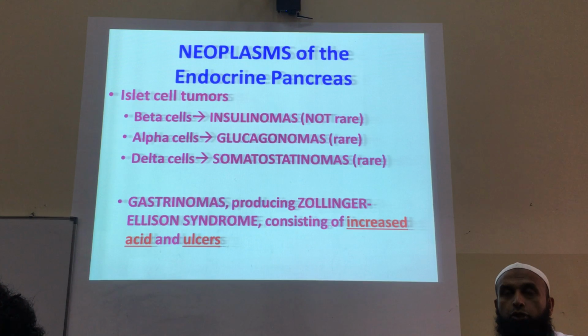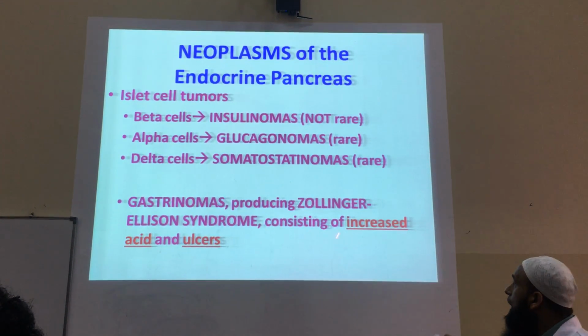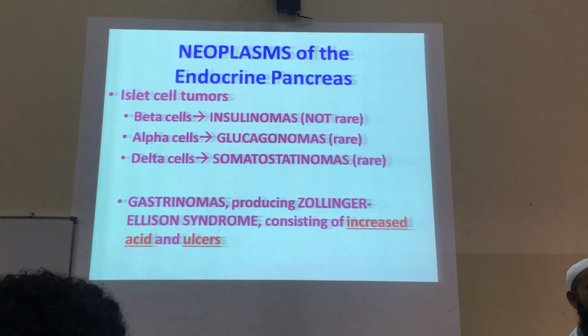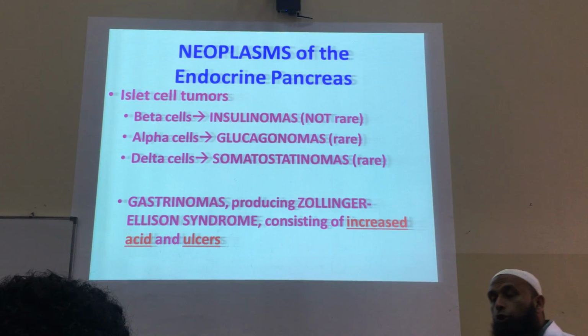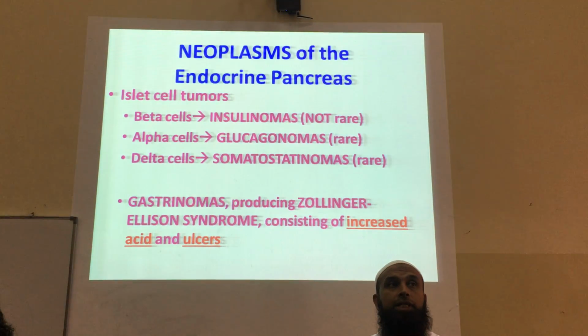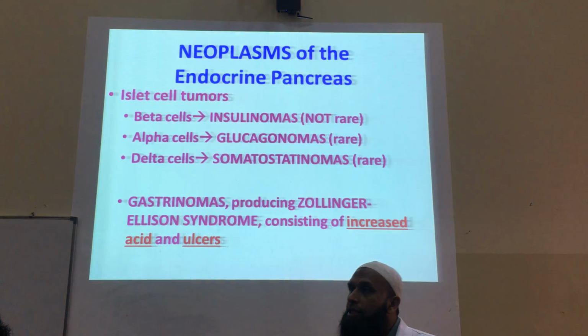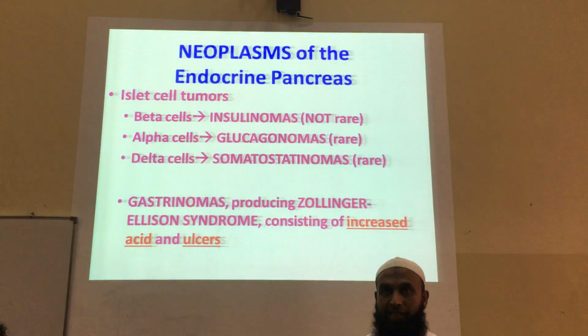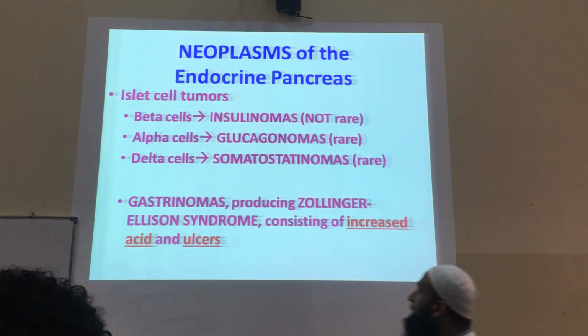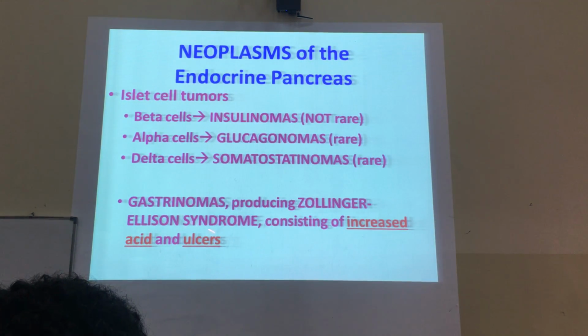So these patients usually present with a lot of peptic ulcers because of this excessive secretion of gastrin from these tumors. This is called Zollinger-Ellison syndrome. Those people who have gastrinomas, which are endocrine tumors, secrete a lot of gastrin. Gastrin is a stimulant of secretion of the stomach, for example, pepsin and HCl. So excessive HCl and pepsin will digest the cells of the stomach itself, leading to peptic ulcers. This is called Zollinger-Ellison syndrome, which is caused by gastrinomas.